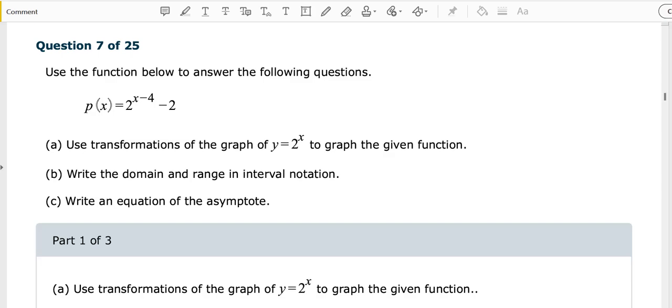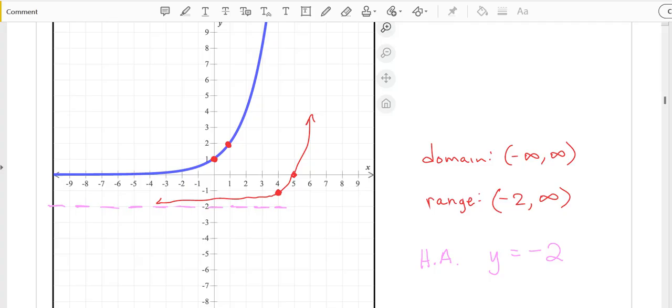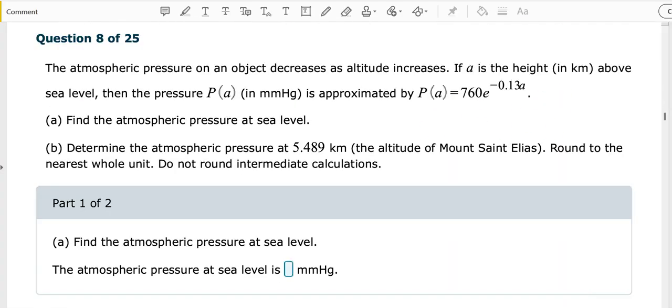Number 7, use the function below to answer the following questions. They gave me y equals 2 to the power of x minus 4, and then -2. Part A says to use transformations of the graph y equals 2 to the x to graph the given function. Okay, that's your parent function, y equals 2 to the x.